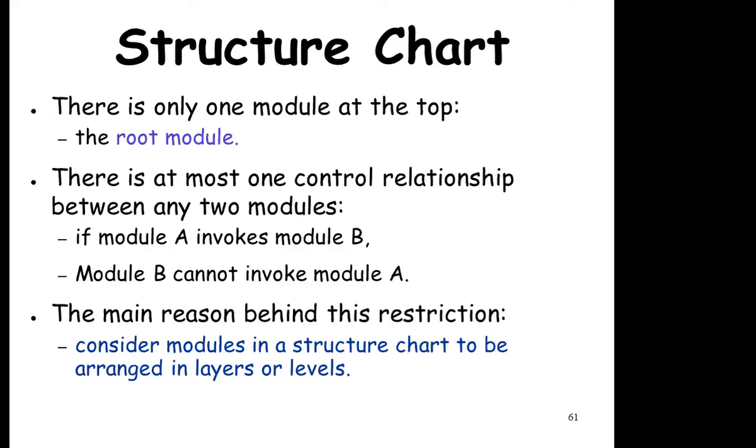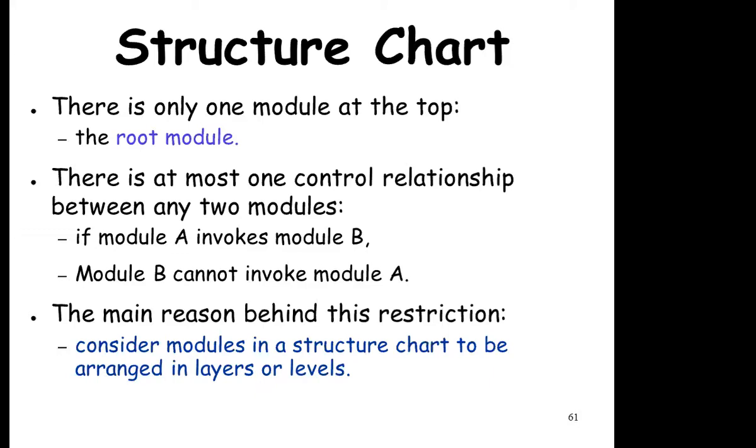Very important thing, just note, there is at most one control relationship between any two modules. It means if there are two modules, A and B, if module A is invoking B, then B will not invoke A. This is known as the control relationship. So your structure chart can also represent the control relationship. If module A invokes module B, then module B cannot invoke module A.